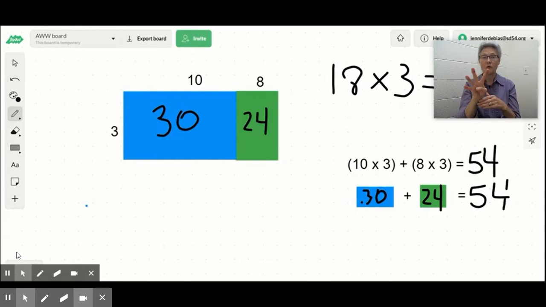Just going to check the reasonableness real quick with what we worked on yesterday, our estimation. I know that 18 is close to 20. So 20 times 3 should be somewhere around 60. So I know that my answer is reasonable. We're next going to take a look at how to use this area model to multiply 2-digit numbers times 2-digit numbers.